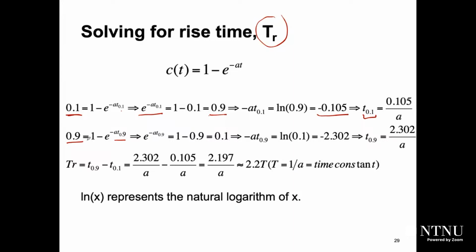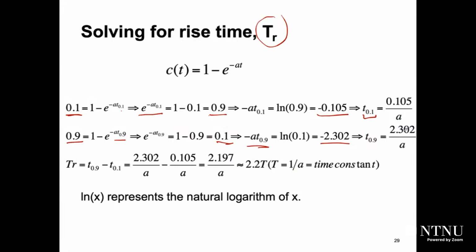Now solve the second equation, taking the natural log of both sides. So minus a times t 0.9 will be ln 0.1, which is minus 2.302. In this case, t 0.9 will be that value divided by minus a, so it will be 2.3 time constants.